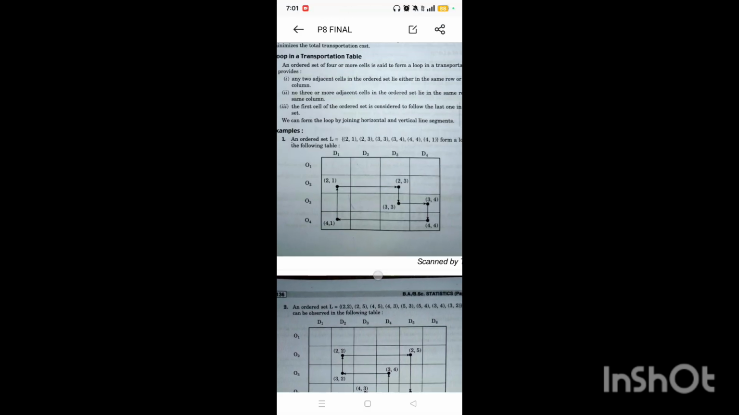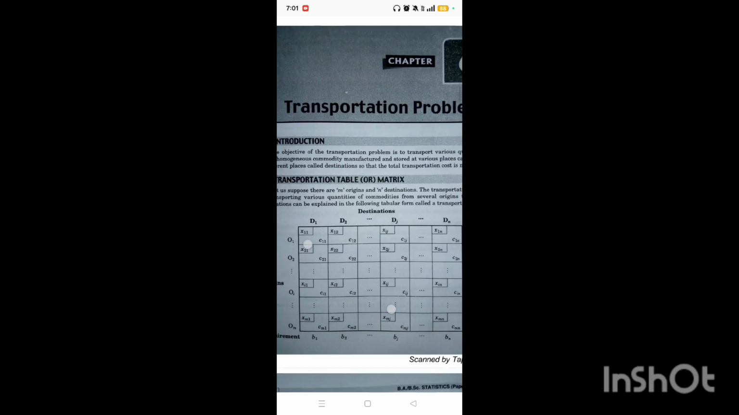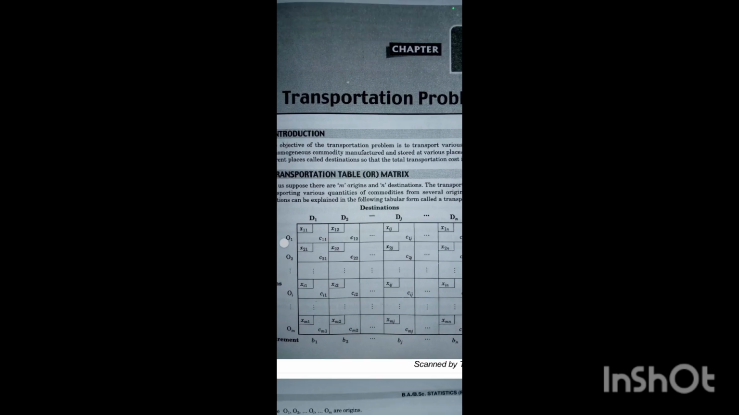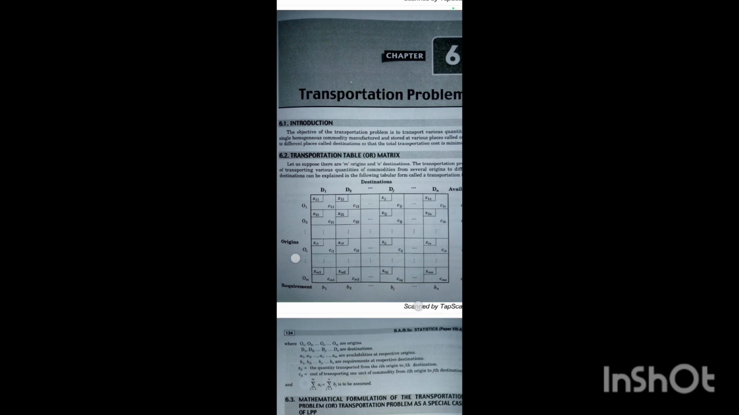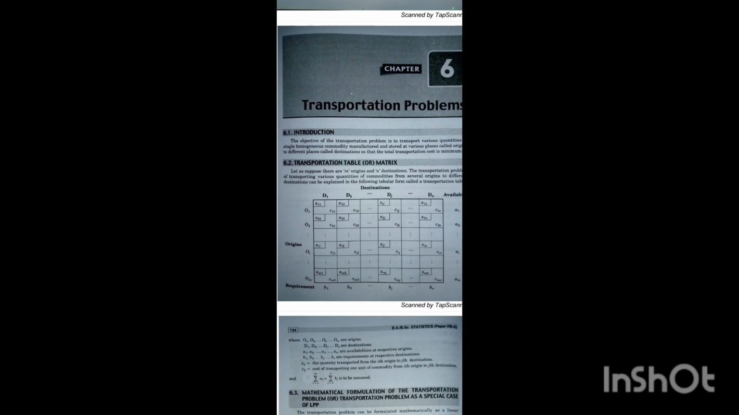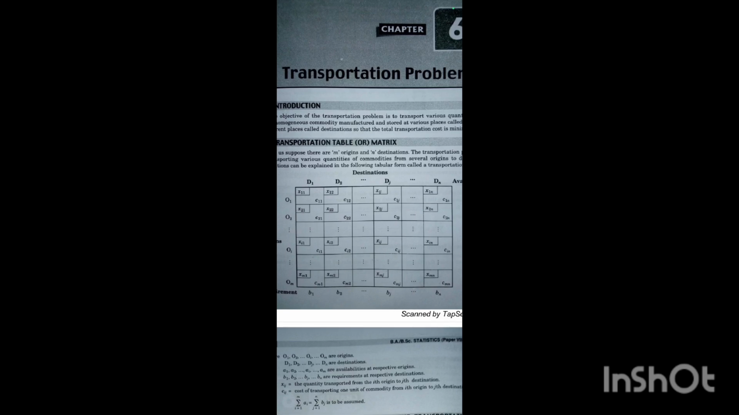So we can see the transportation problems in operation research. In a transportation problem, we are going to find the total minimization cost. Here they give the transportation table matrix, with origins and destinations with some costs.